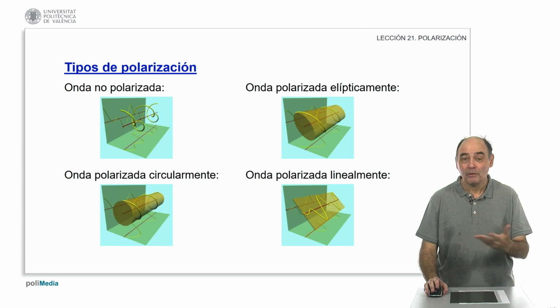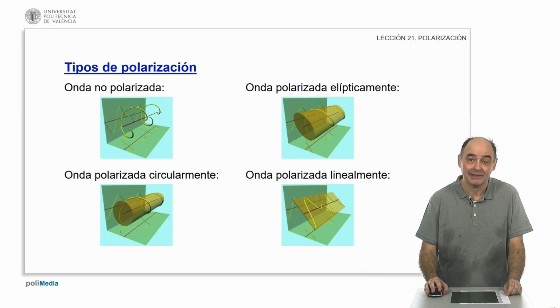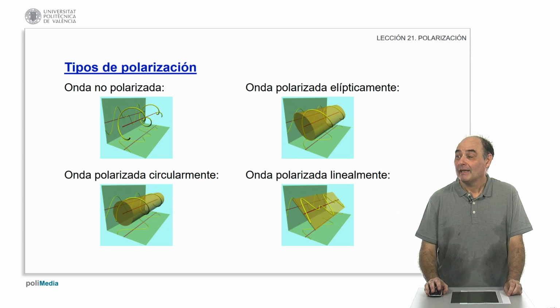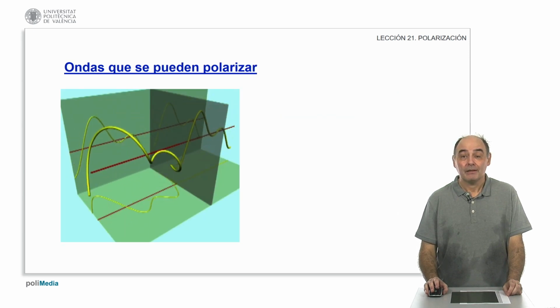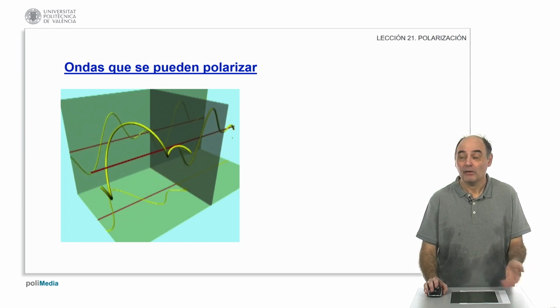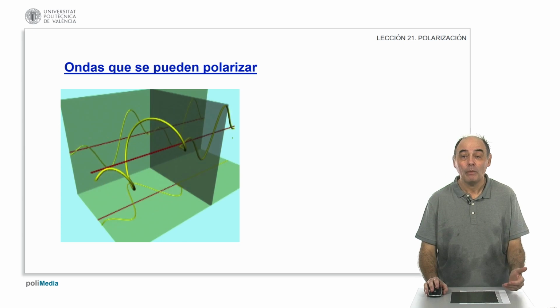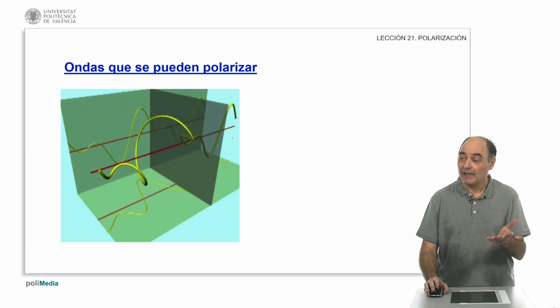Here, by way of summary of all this, we can see the 4 cases together. Especially notice the unpolarized wave, as it is clearly distinguished from the rest, which have specific geometrical characteristics. Which waves can be polarized? We already know that all kinds of waves can reflect, refract, and diffract. Well, polarization is not a general phenomenon for any wave. It requires waves of certain characteristics.